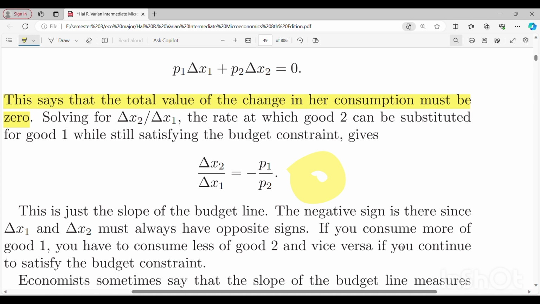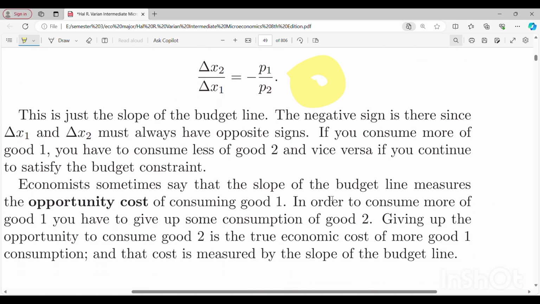The negative sign is there since delta x1 and delta x2 must always have opposite signs. When you gain one, you need to sacrifice the other. That is the opportunity cost. So it is because of this opportunity cost we are having a negative slope. Slope of the budget line is negative. In order to consume more of good 1, you have to give up some consumption of good 2. That is, when you gain, you also need to sacrifice.